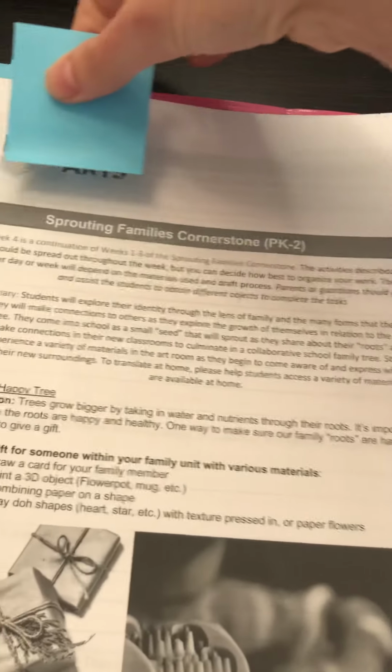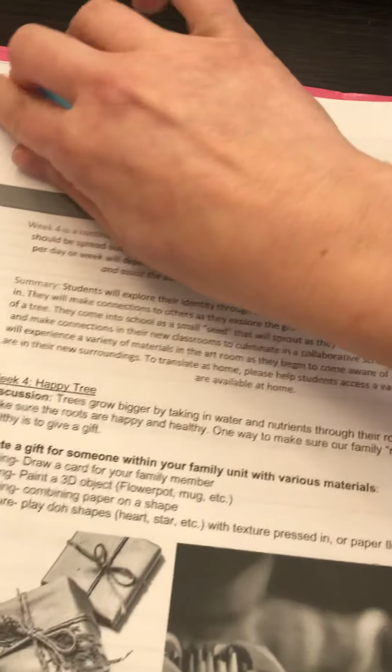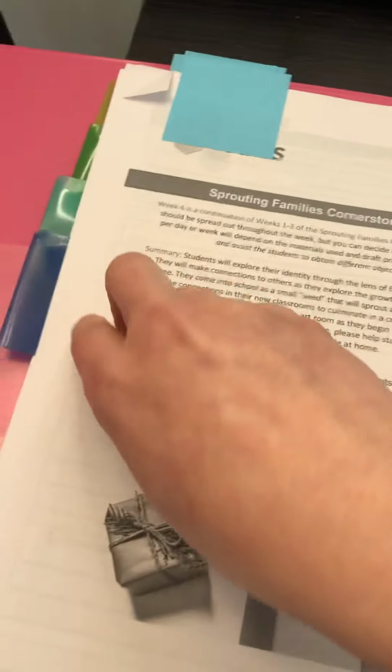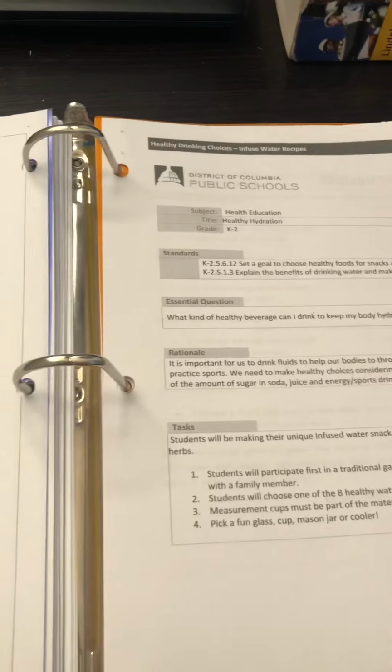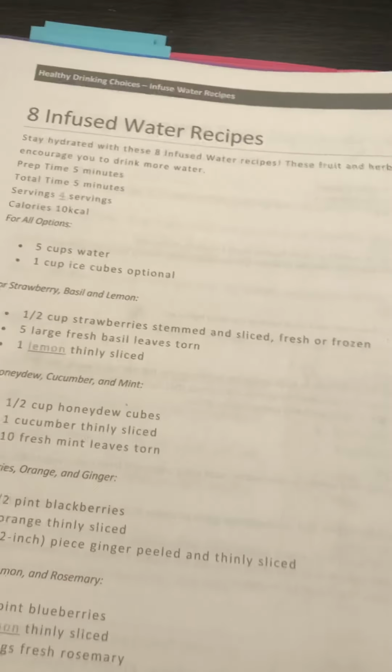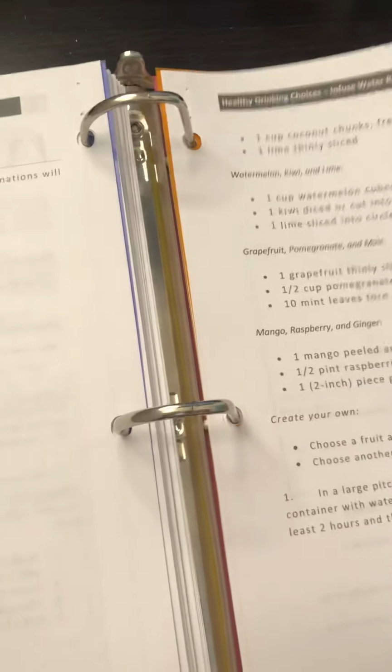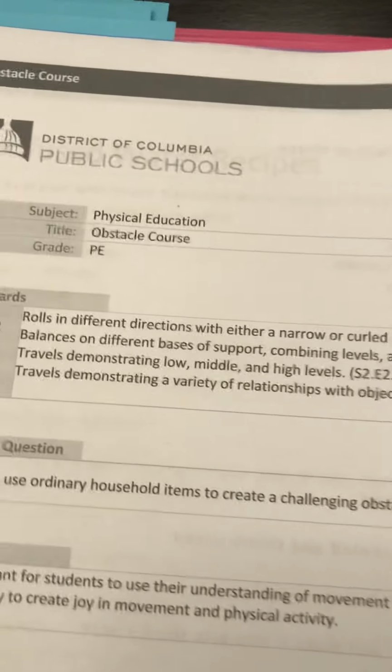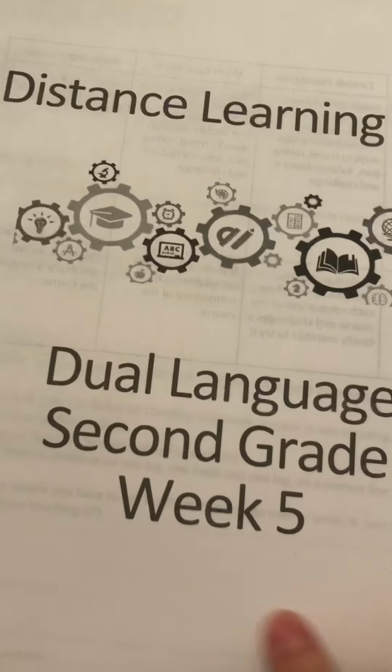So you can put a sticky note again, or you can bend back your page to mark it. I've used dividers that I got, but again, whatever makes it easier for you. And so this is just you doing some extra work from specialists. You have an art project here, music, health education with some infused water recipes, which sound really good. I think I'm gonna try these out myself. And then some PE with an obstacle course. And then that is the end of week 4, and it takes you to week 5.